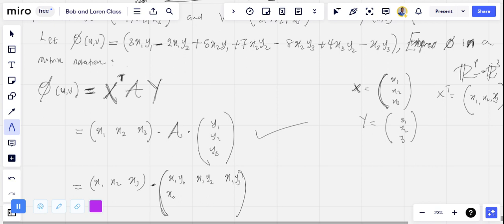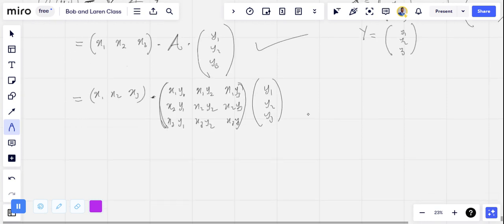So this one will be x1, y3. What will be the next one? x2 y1, x2 y2, x2 y3. What's the next one? x3 y1. I'll stop at x3 since the highest I have here is x3: x3 y1, x3 y2, and x3 y3. So what are the coefficients? It's only the coefficient I need.